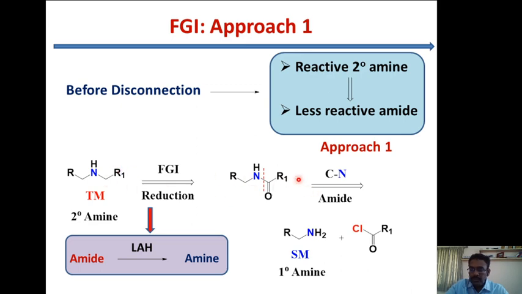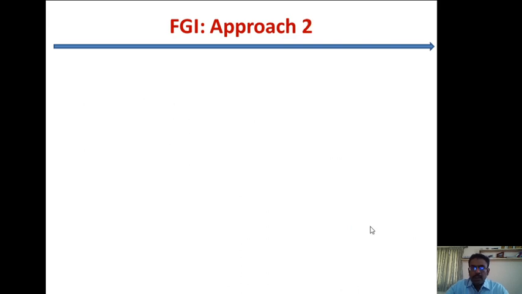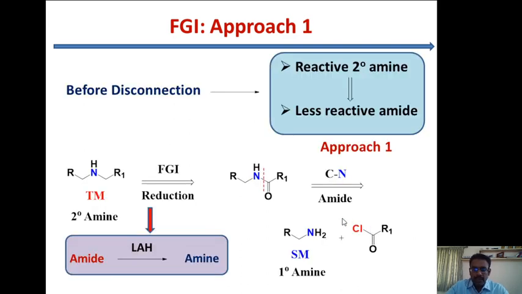Okay, then we do the disconnection. So now you can go for the second approach. Now you can know that easily you can do the forward reaction, isn't it? Take the amine and the acid chloride; in the first step you will get this amide, then in the second step you do the reduction, and you will get the secondary amine target molecule.